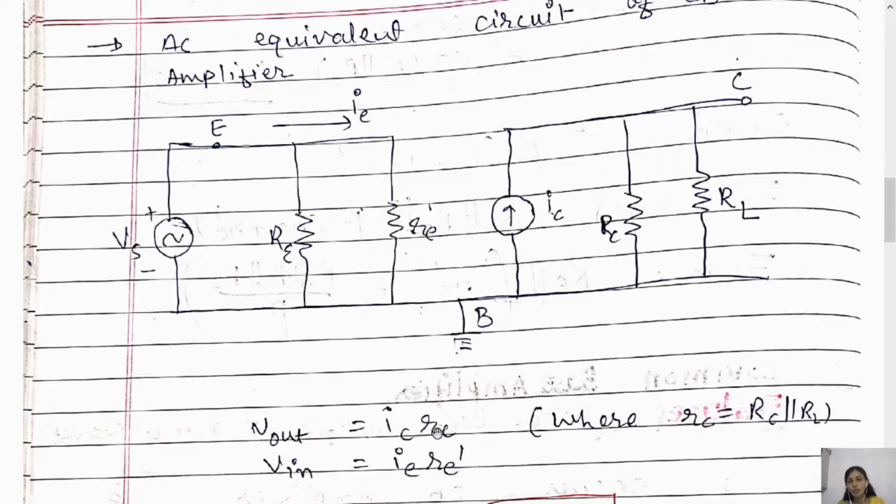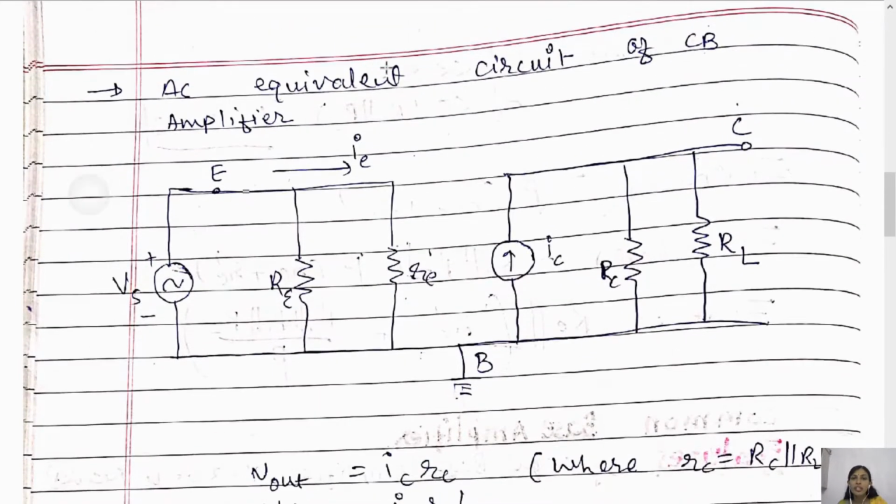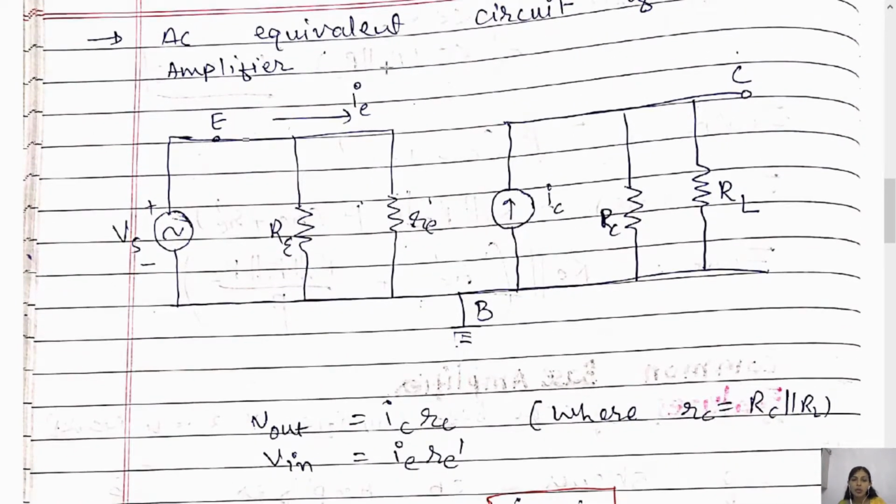In the previous lecture I also discussed that in AC equivalent circuit analysis, we mention the parameters in small letters. So we will not write the capital letter resistances here; we will write the small letters. So V out equals the output current into the output resistance, IC into rc, that is, rc is the parallel combination of RC and RL. So IC into rc is equal to V out.